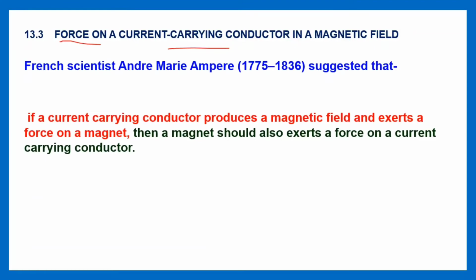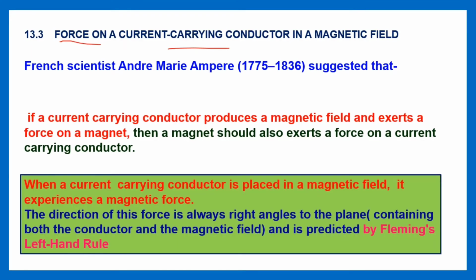If a current carrying conductor is placed in a magnetic field, it experiences a force. A French scientist, André Marie Ampère, suggested it. Let me read it for you. When a current carrying conductor is placed in a magnetic field, it experiences a magnetic force. The direction of this force is always at right angles to the plane and is predicted by Fleming's left hand rule. What is Fleming's left hand rule? That also we'll study over here.